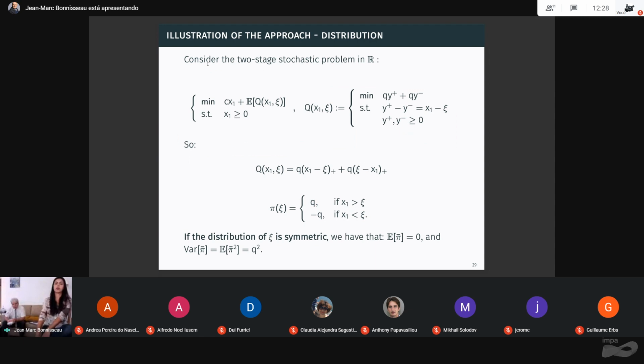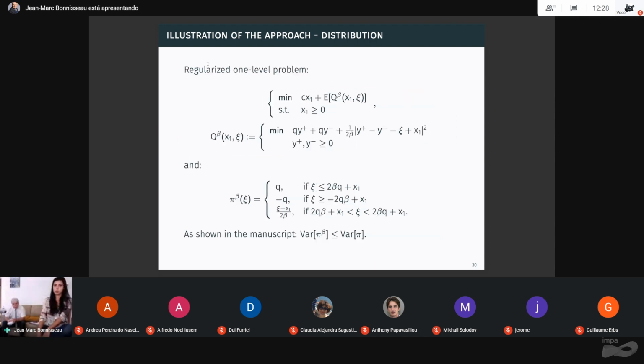And also we can write analytically the distribution of the price signal. So we see here that the distribution of pi psi is q if x1 is greater than psi, and minus q if x1 is smaller than psi. So if the distribution of psi is symmetric, we can compute that the expected value of pi bar is 0, and the variance of pi bar is q squared.